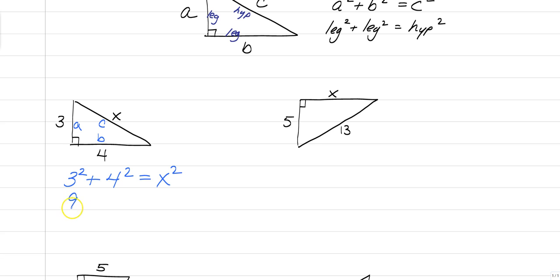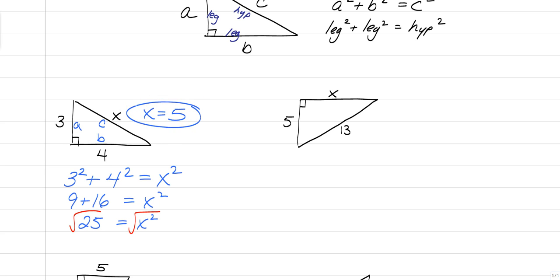So 3 squared is 9, plus 4 squared is 16. That's equal to x squared. Add those two together. 9 plus 16 is 25, which is equal to x squared. And then, to solve for x, instead of x squared, you just have to square root both sides. And we end up with x is equal to 5. So the length of the hypotenuse is 5.